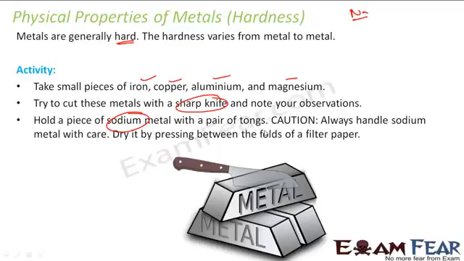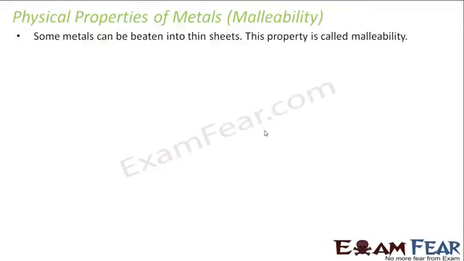Some metals follow. In fact, you can see that 95% of the metals follow that, and maybe 5% don't. Since 95% follow, we can still create a general rule saying that most of the metals are hard, most of the metals have shining luster, right? Now, malleability. Malleability is something which can be beaten into thin sheets, right?